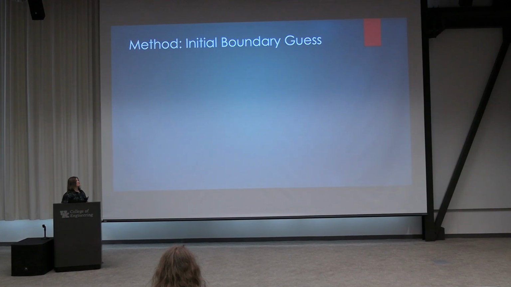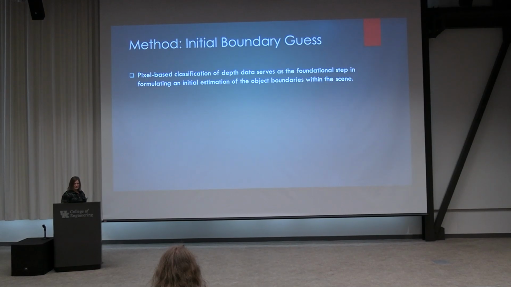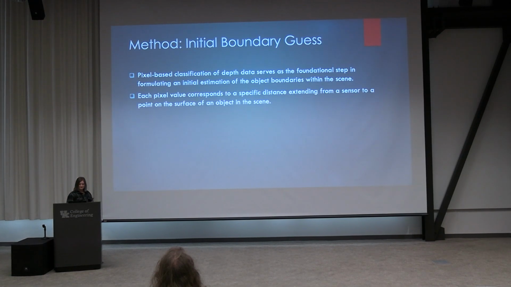And the first step is the initial guess of the boundary of an object. So we are using here pixel-based classification of depth, and this is the foundational step, and this would be our initial guess where the object boundaries would lie in the scene. So each pixel in a depth, either in a disparity map or in a depth map, represents a specific distance from the camera to the objects in the scene.